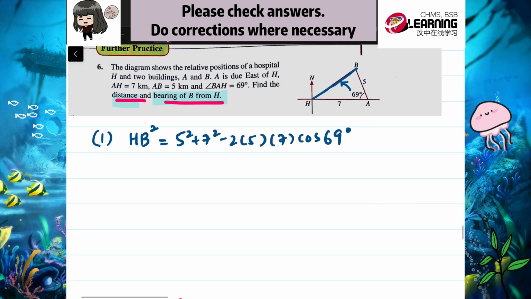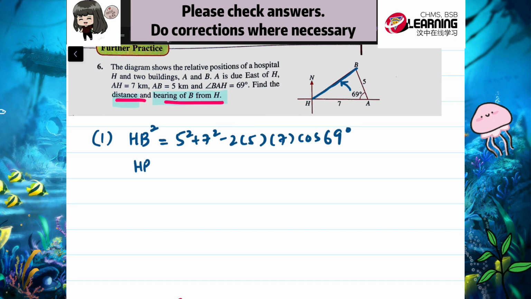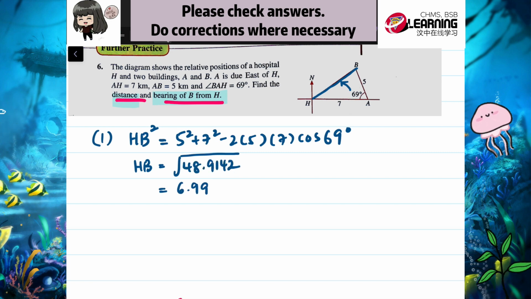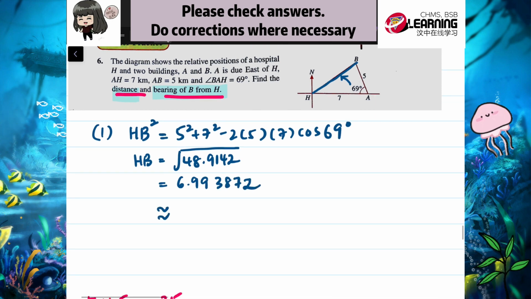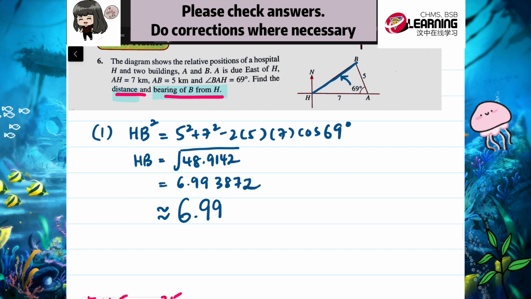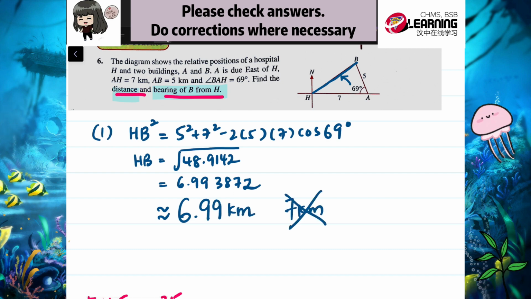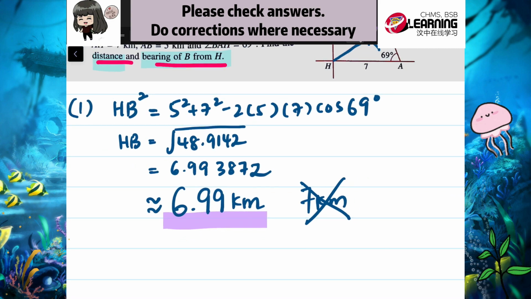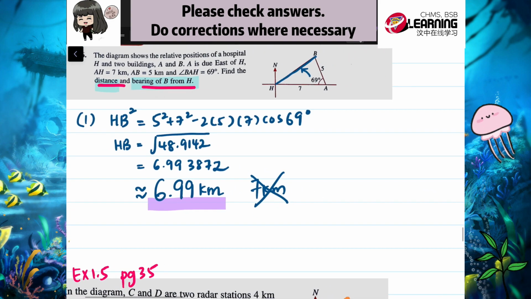I assume you're going to do it by your own. HB is the square root of that, and until here, when you round off, it is 6.99 km. If you write 7 km, that is wrong, it means you rounded off wrongly. You round off to 6.99, not 7. Please double check your answer.